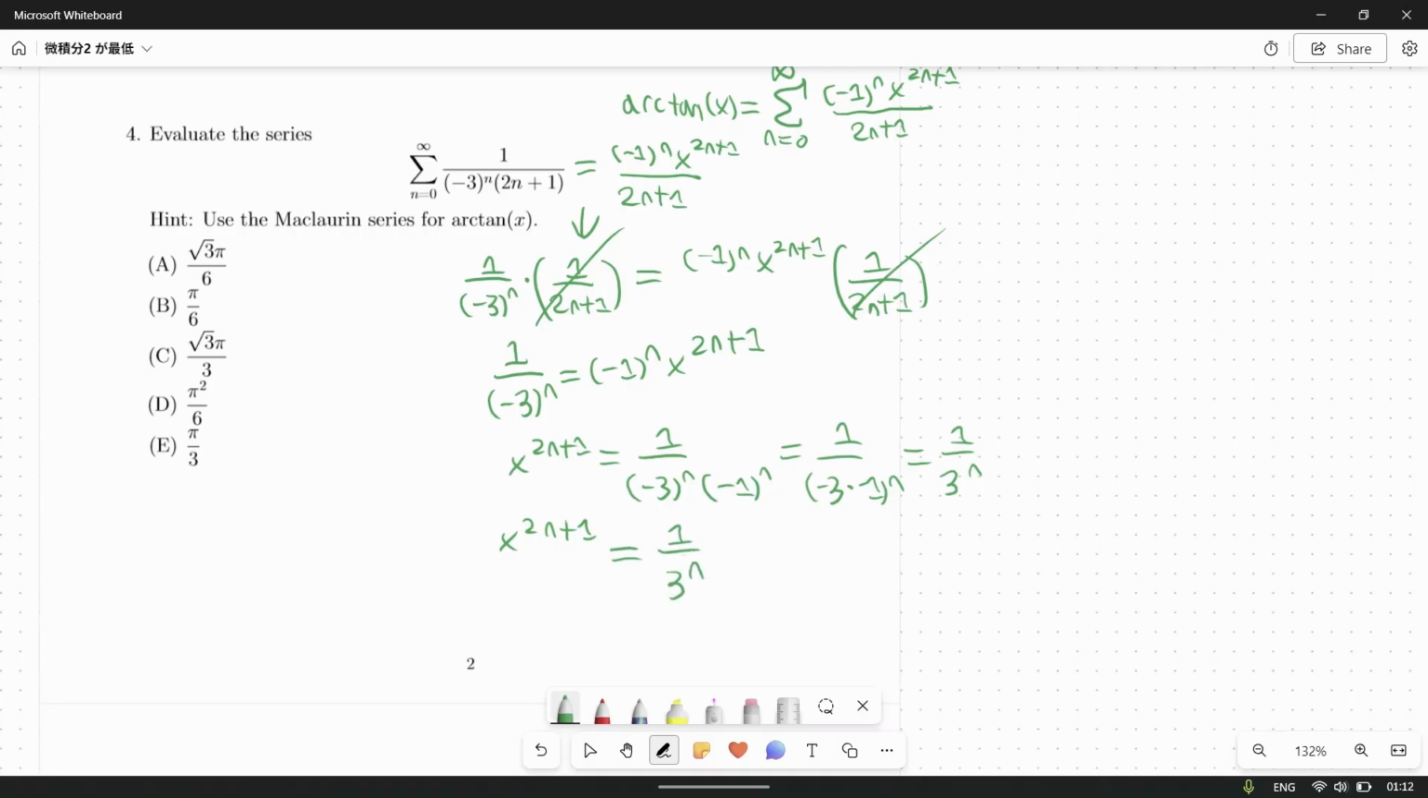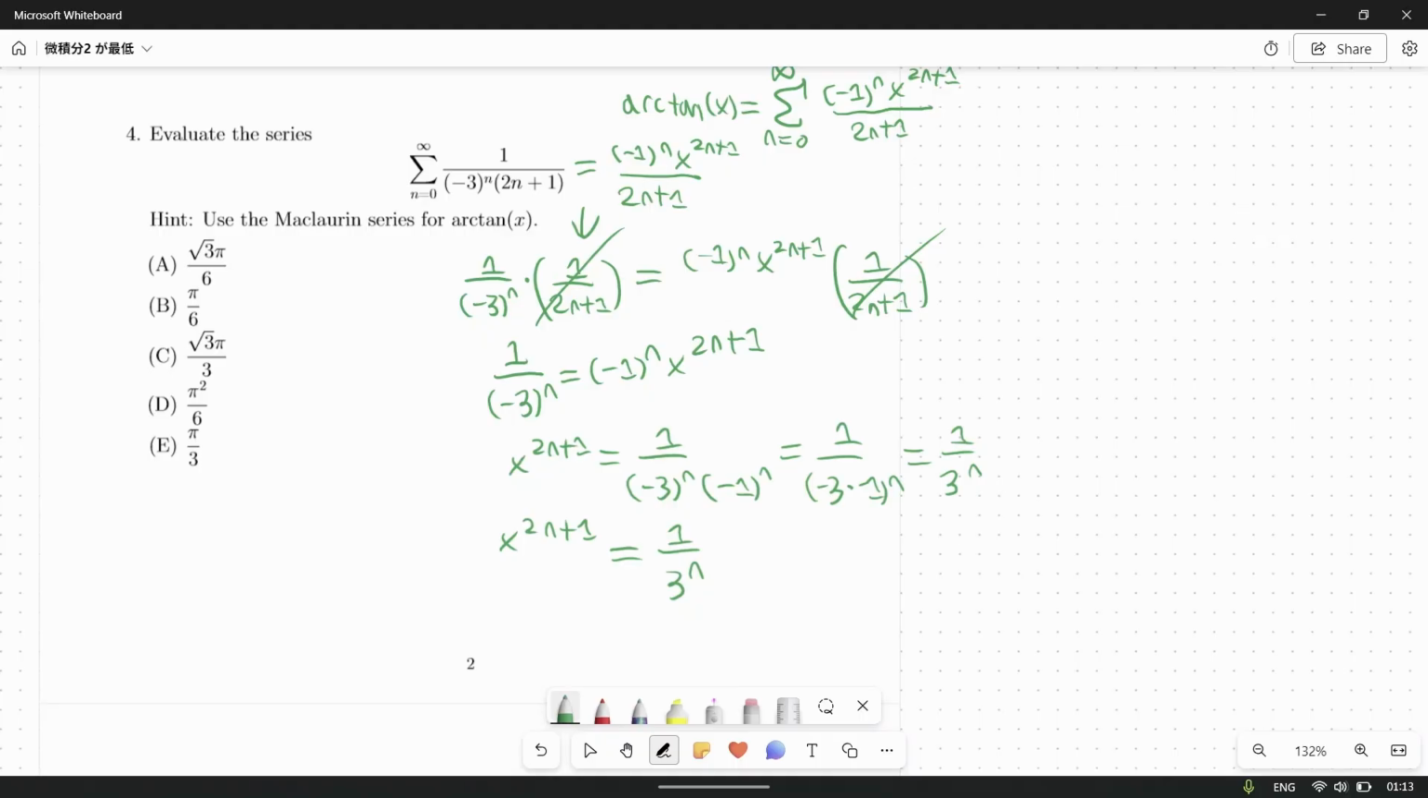And now you might be thinking from here we can just solve for x, and you'd end up with x is equal to the 2n plus 1th root of 1 over 3n, but I'm actually not going to do that. The reason is because this value is not very useful to us, since we're using the Maclaurin series for arctangent of x, we want to come up with an x value that we can just plug back into arctangent of x, and then that would give us an answer. That'll make sense in a second, or at least I'll try to make it make more sense. This is probably the hardest question on this exam.